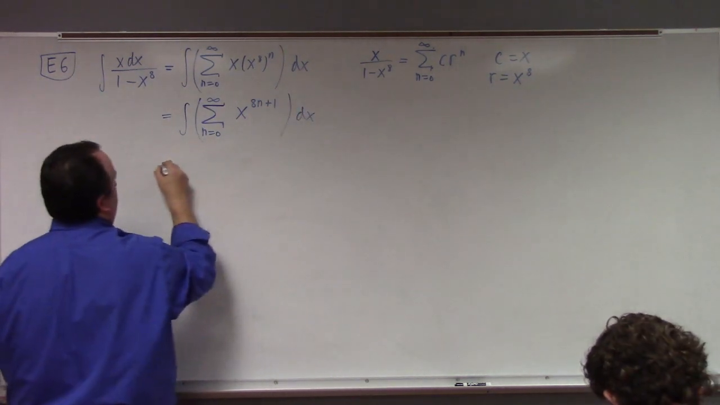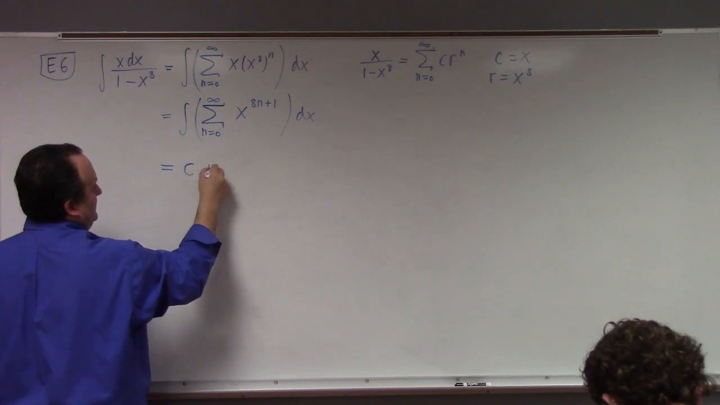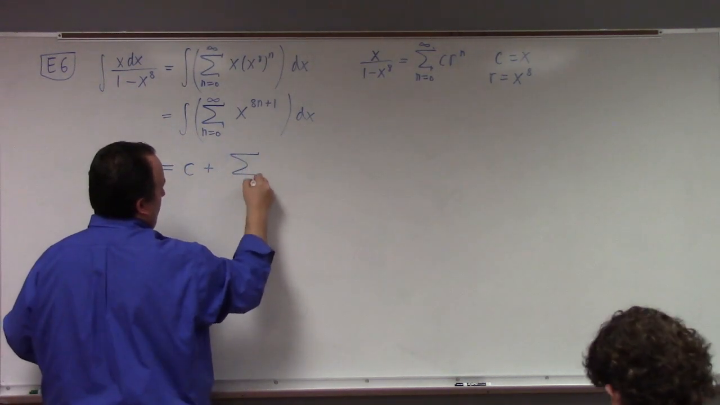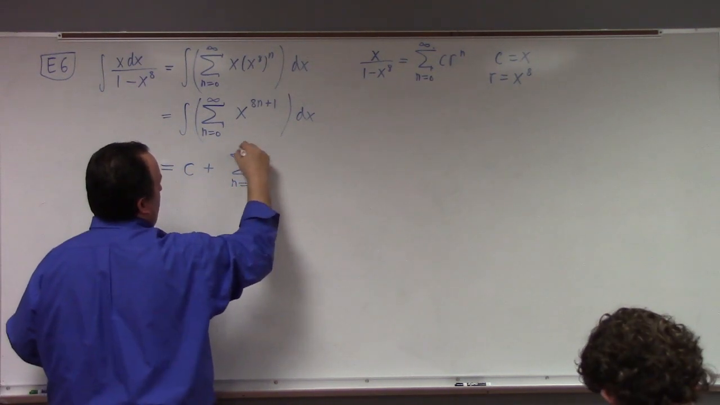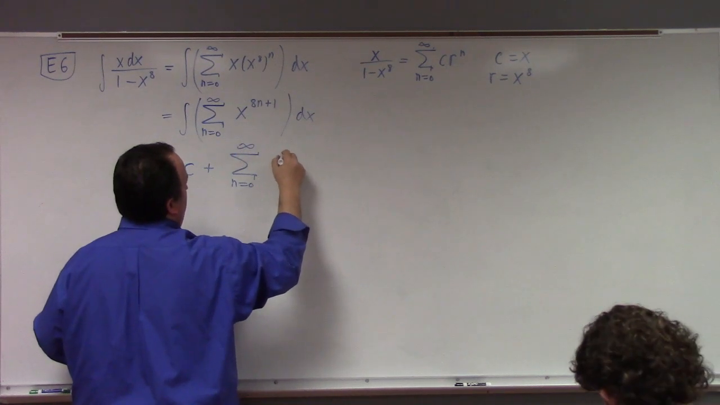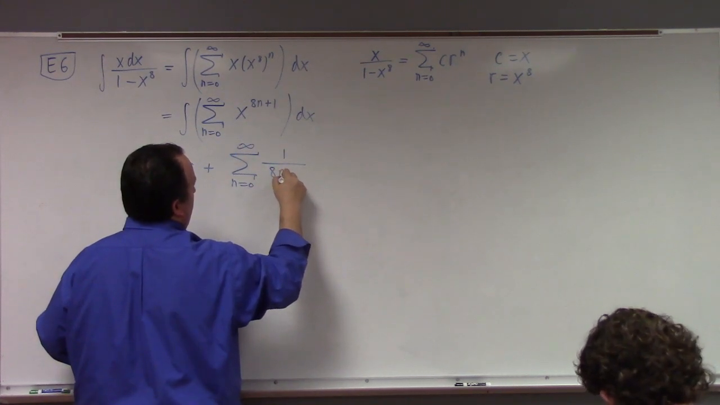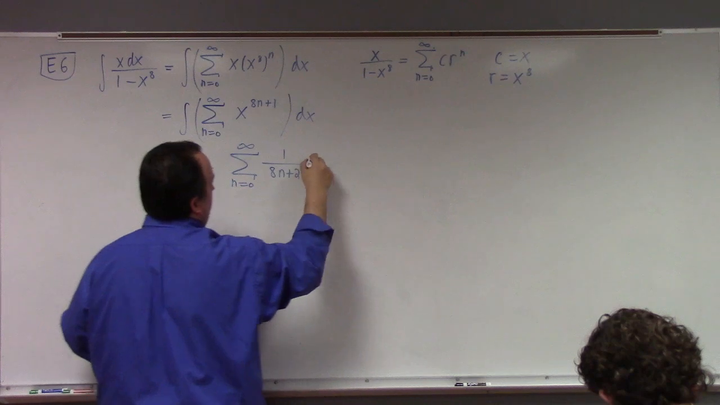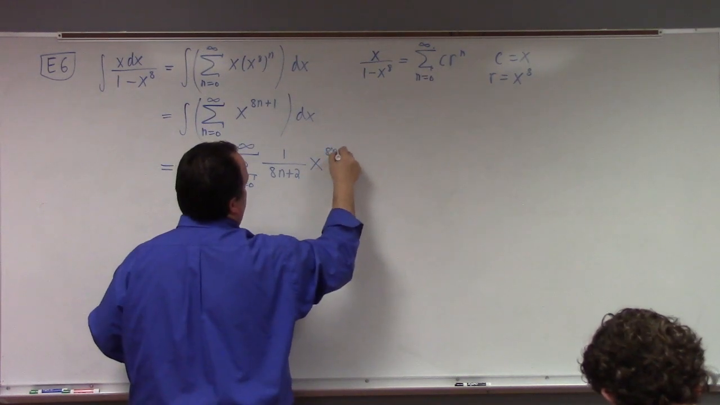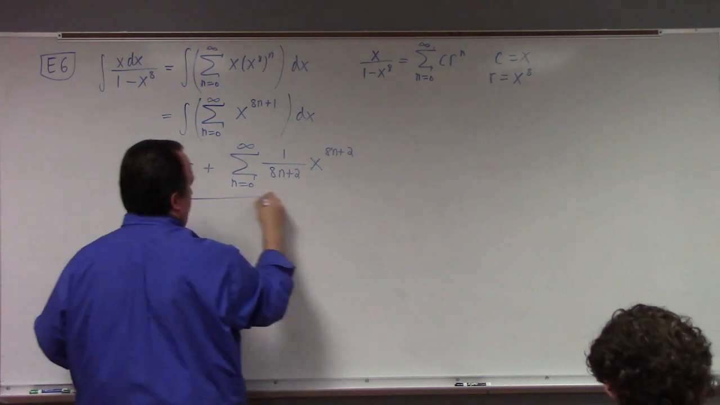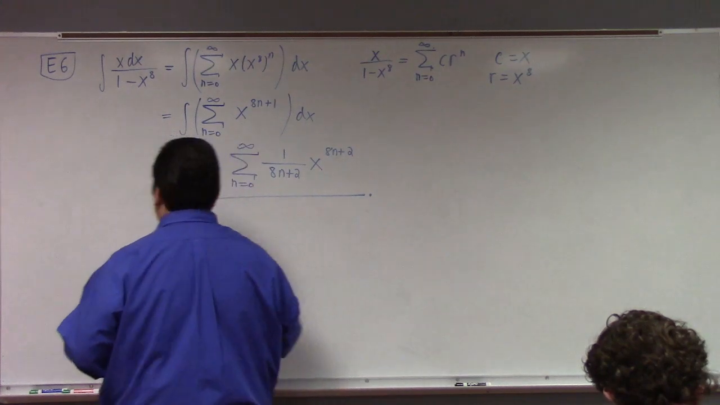And the answer is a constant plus the sum, n equals 0 to infinity of 1 over 8n plus 2, x to the 8n plus 2. There you go. Done.